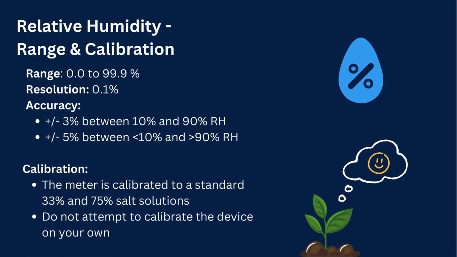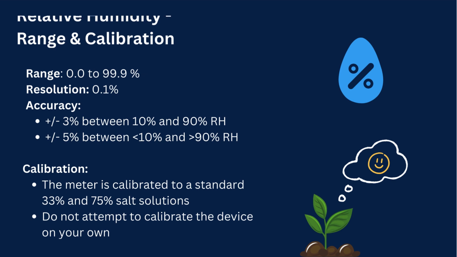This meter can measure relative humidities between 0 and 99.9% at a 0.1% resolution. It has an accuracy of plus or minus 3% between 10 and 90% relative humidities. The meter is calibrated to a standard 33 and 75% salt solution. The meter should not be calibrated without these solutions as it can severely damage the device. If you have any concerns regarding reading accuracy, please contact the growth facility staff.